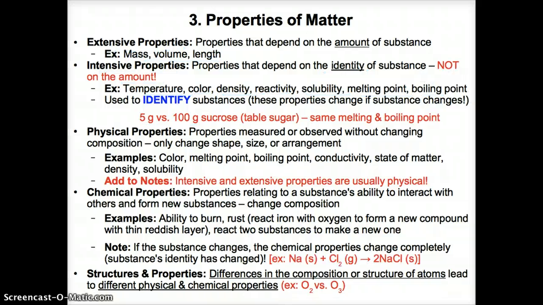Next are physical and chemical properties. Physical properties are properties you measure or observe without changing composition. So when you measure or observe these properties, you only change the substance's shape, size, or arrangement, but not its composition and not what it's made out of. All right, examples include color. You can see sulfur's yellow color without changing its composition, melting point, boiling point, and state of matter.